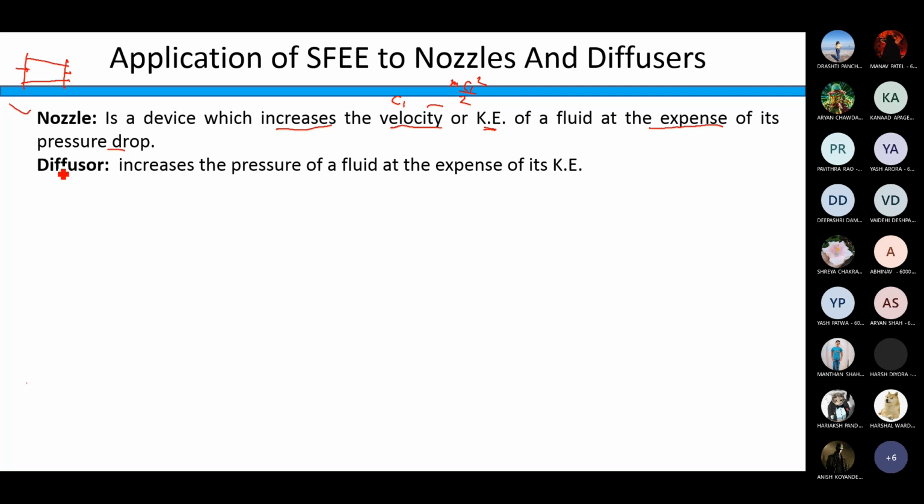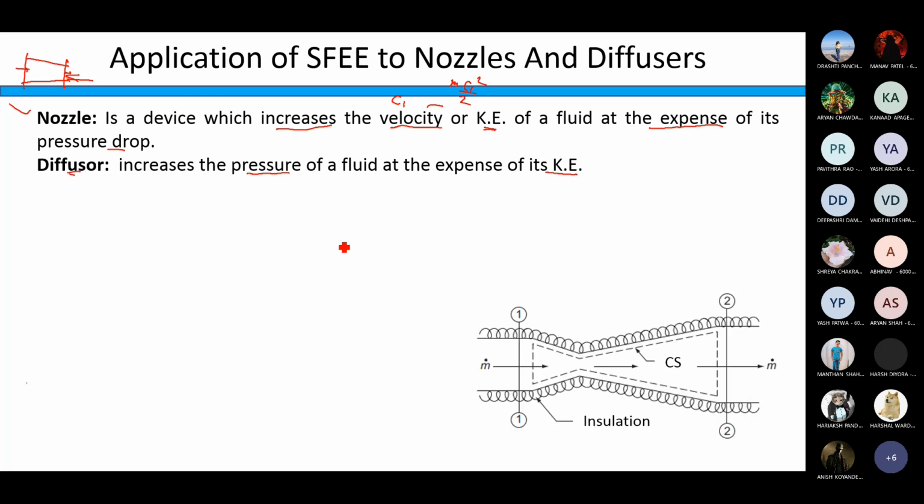Now what is a diffuser? The function of a diffuser is exactly opposite to the nozzle. What happens in a diffuser is it increases the pressure of the fluid at the expense of its kinetic energy. So in the case of a diffuser, kinetic energy is converted to pressure energy. Clear? So exactly the opposite might be happening in the diffuser. Fine. Look at the diagram now on the right hand side.